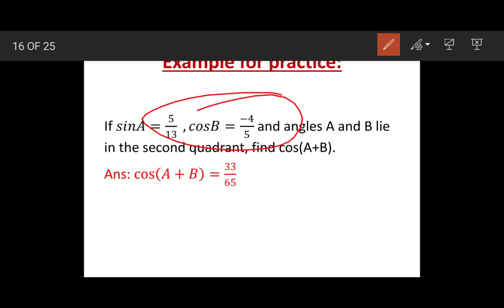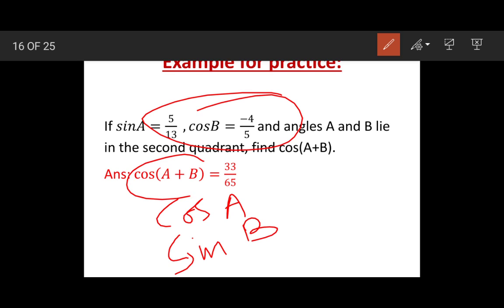Means sin A is given, so first you have to find cos A, right? Sin A is given, so find cos A. Then cos B is given, so find sin B. Okay, then write down the cos(A+B) formula, and then substitute the sin A, cos B, cos A, sin B values, and do the calculation. You will get the answer as 33 upon 65.